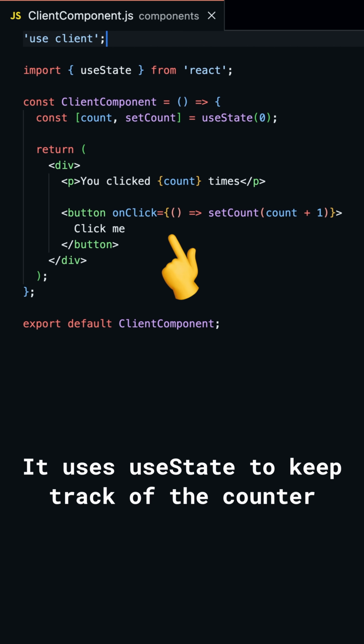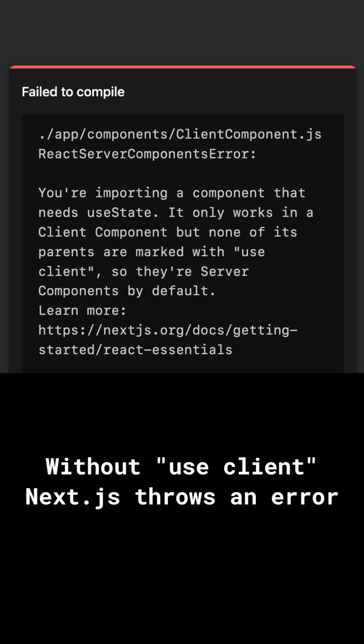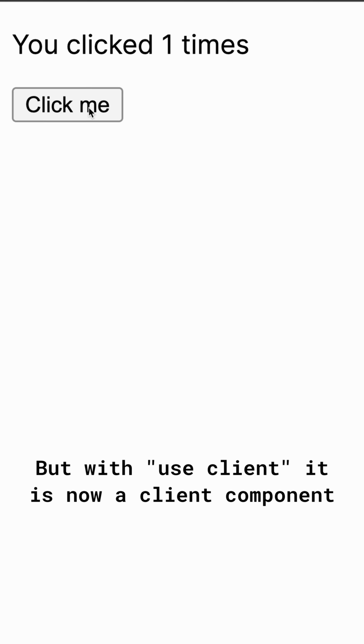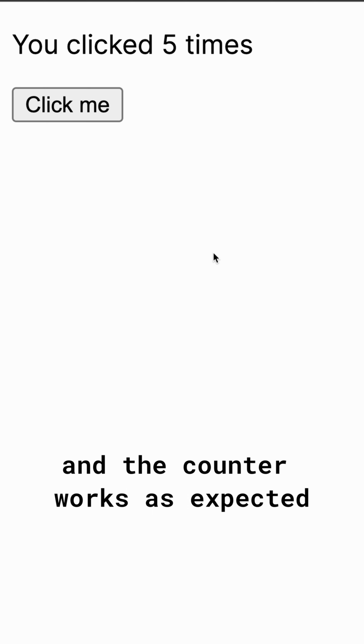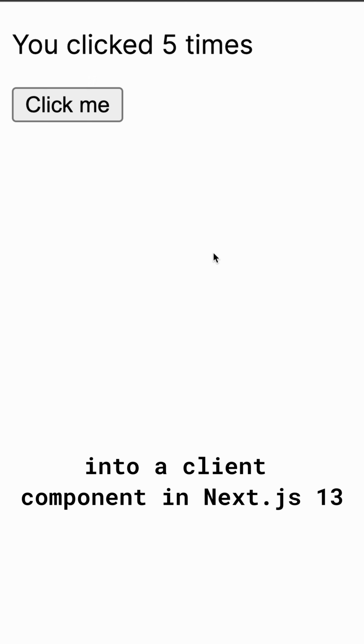It uses useState to keep track of the counter. Without "use client", Next.js throws an error because it's still a server component. But with "use client", it is now a client component and the counter works as expected. And that's how you turn a server component into a client component in Next.js 13.